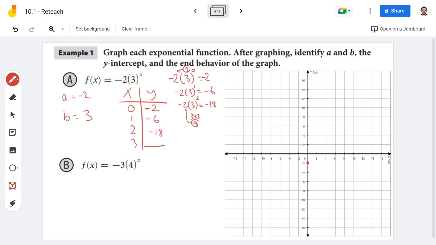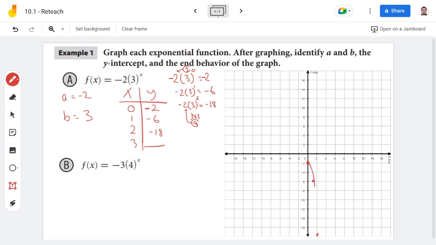So if you look here, what's the point 0, -2? The point here, 0, -2, is for sure here. The second point, 1, -6, would be here. Then 2, -18, so 2, -18 is here.